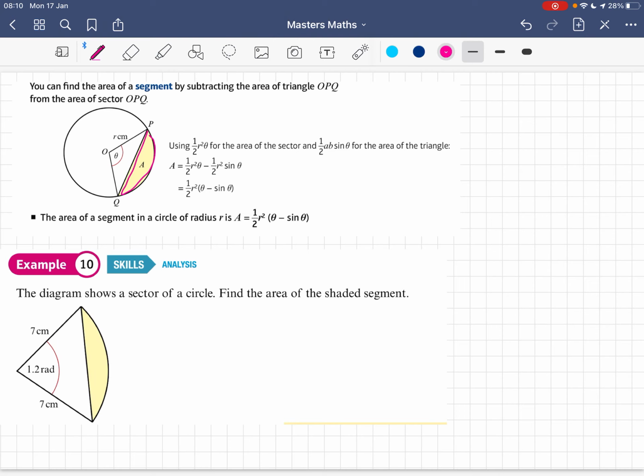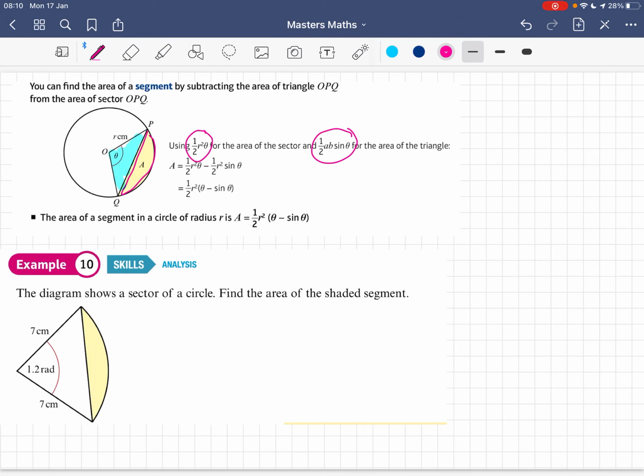So we would work out the area of the sector as we've done before using a half r squared theta, and then we would subtract the area of the triangle. So this part here is just a triangle, and we can work out the area of a triangle using the normal formula using a half ab sin theta. So this is the formula for the area of a triangle. I know I said a circle. The area of a triangle, which we looked at when we did trigonometry.